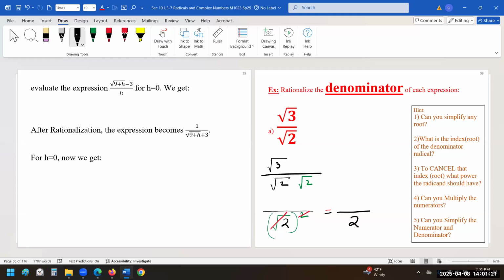But you see, math is fair, right? We cannot just randomly multiply the denominator because we want to. If you multiply the denominator, what do you do? You must put it on the numerator. So we have square root of... Now when you multiply, you have the exact same radical.